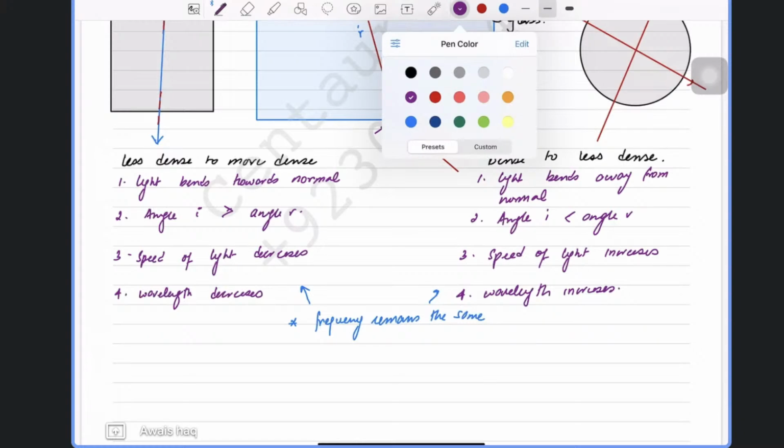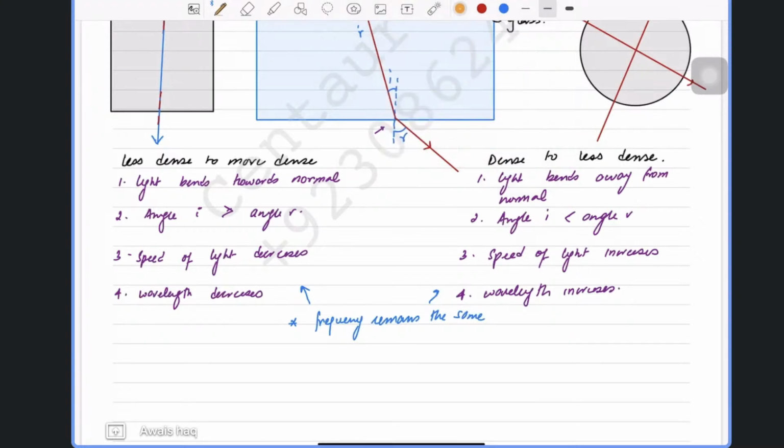when the light is going from less dense to more dense, then you're gonna use n equals sine i over sine r as your formula. Okay, so I'm gonna put it here to make it easier.